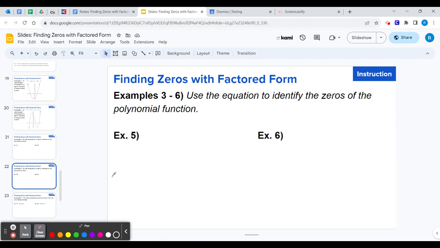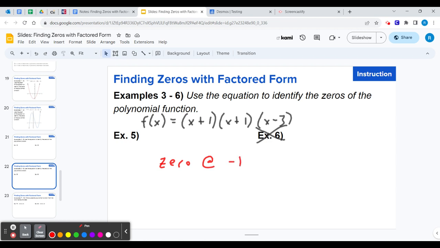Okay, we are going to skip example 6 on this video, but I want to hit one more with example 5. Let's go f of x equals x plus 1, x plus 1, and x minus 3. So if we look at this, we're going to have a 0 at -1. It'll occur again at -1. And then we have a positive 3 there.